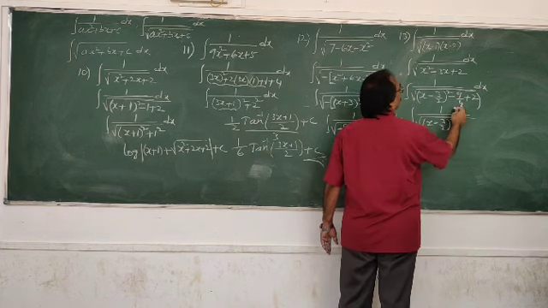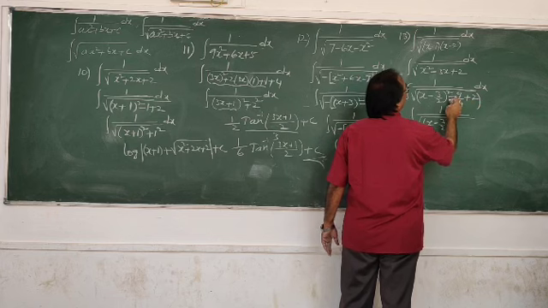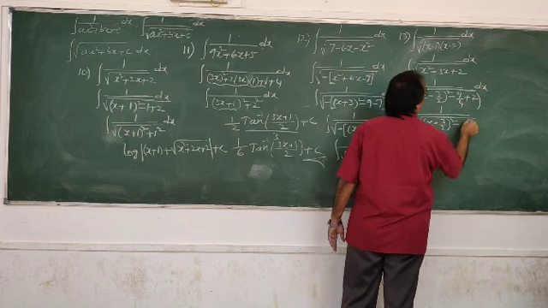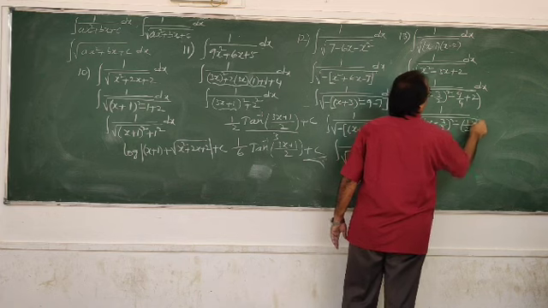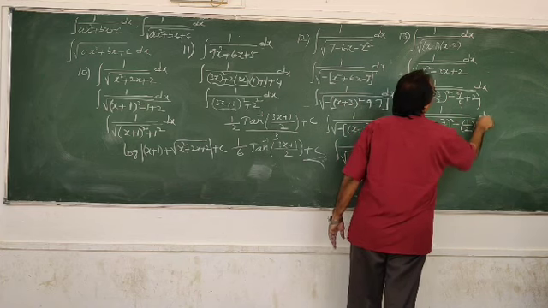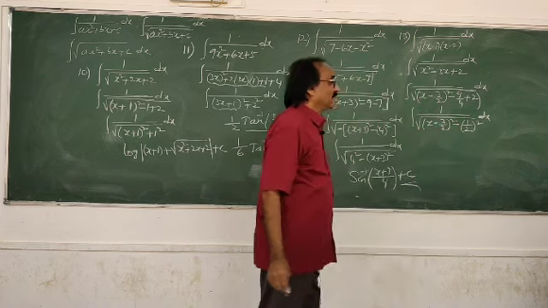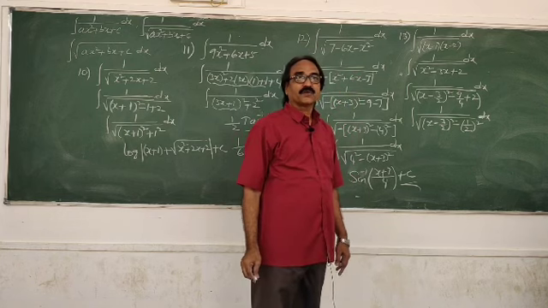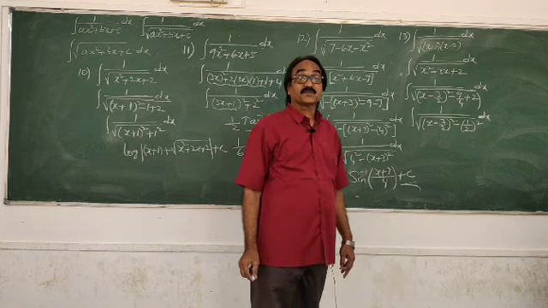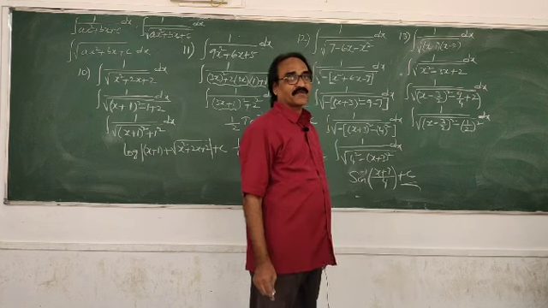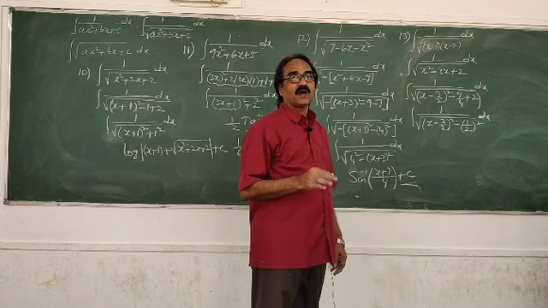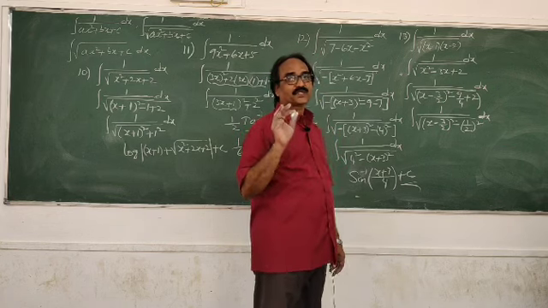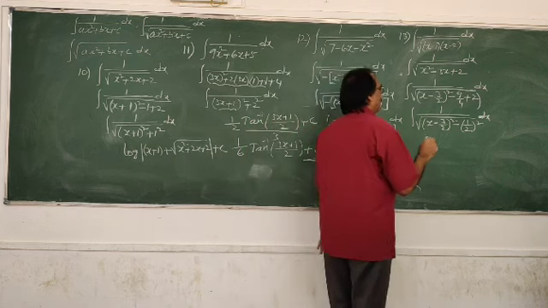Now if you take 4 2's are 8, so minus 9 plus 8 minus 1 by 4, which can be written as (1 by 2) whole square dx. Okay, so now which formula is there? Integral 1 by root of x square minus a square dx. What is 1 by root of x square minus a square? Log mod of x plus root of x square minus a square. We already studied the formulas.